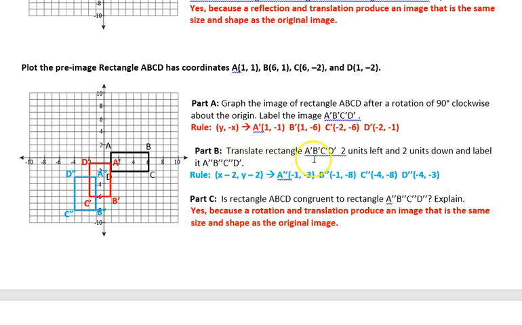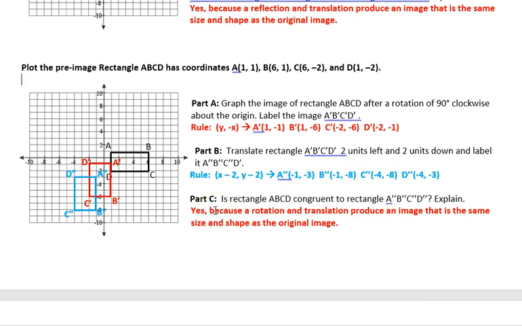Then it says we're going to translate A'B'C'D' 2 units left and 2 units down. So again, 2 units left means we're going to subtract 2, and 2 units down means we're going to subtract 2. So subtracting 2 from the x, subtracting 2 from that 1 up there, subtracting 2 from that -1, subtracting 2 from the 1 here, subtracting 2 from the -6. So keep going through that process here. We get our A''B''C''D''.